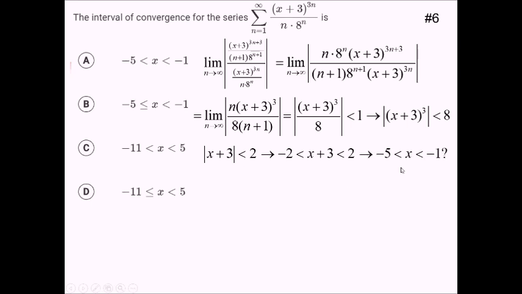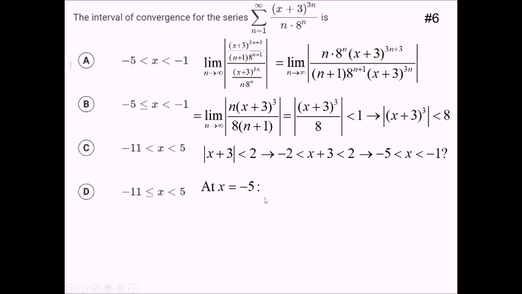And because we got this with the ratio test, we're not sure about the endpoints yet, whether or not this should be less than or equals for each of these. So we're going to have to test out negative 5 and negative 1 in the original series to see if they make the series converge or not.